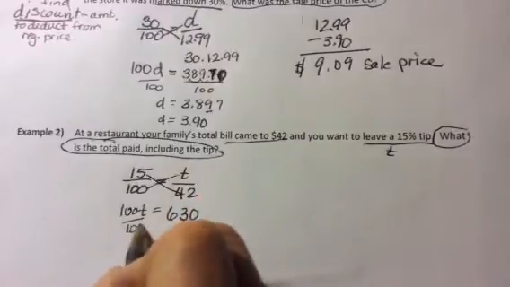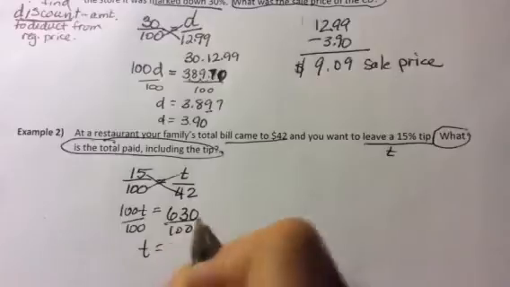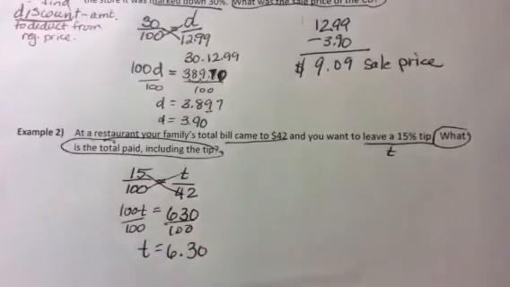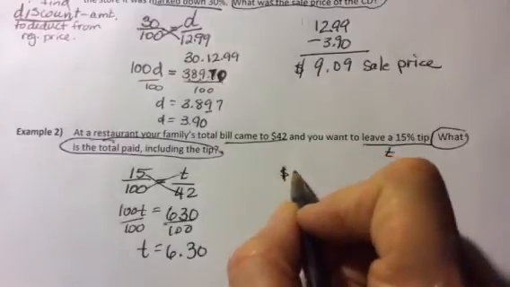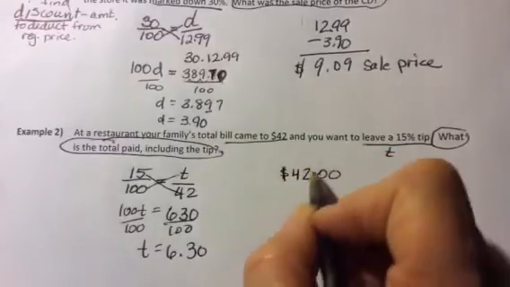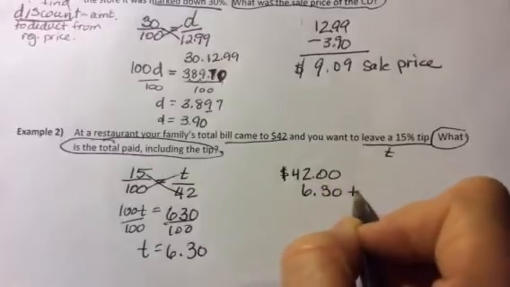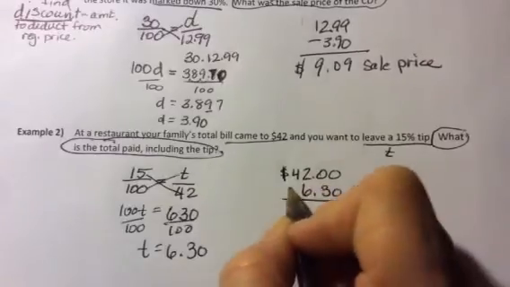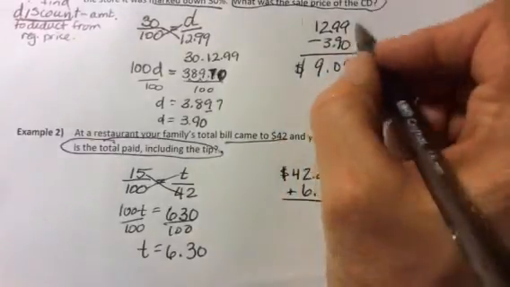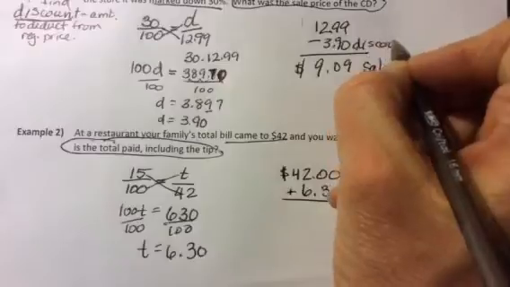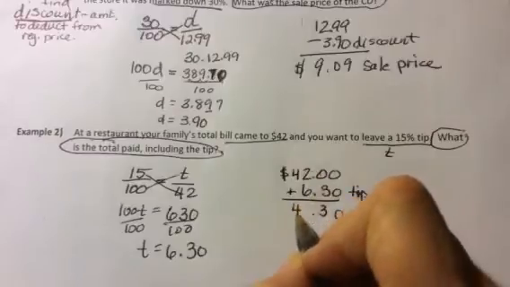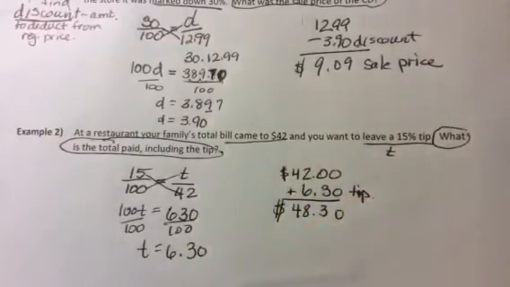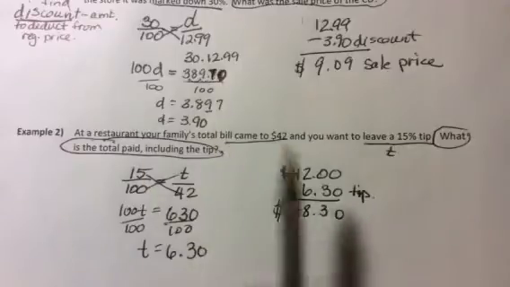And then we're going to divide by 100. So the tip will be $6.30. So we're going to add that on to the bill. So $42 bill plus $6.30 tip. Up here, it was a discount, and so we had to subtract it off. All right, so our total bill will be $48.30.